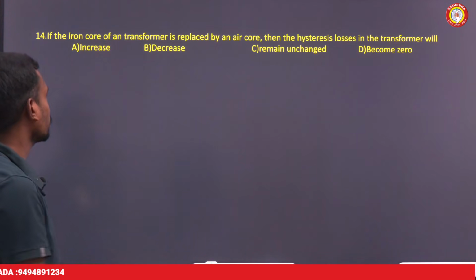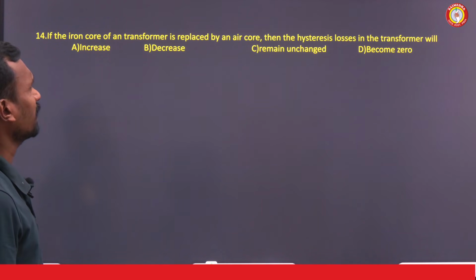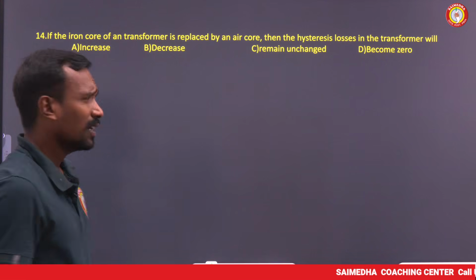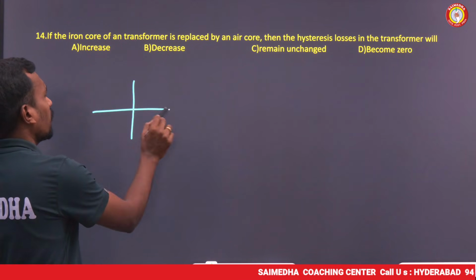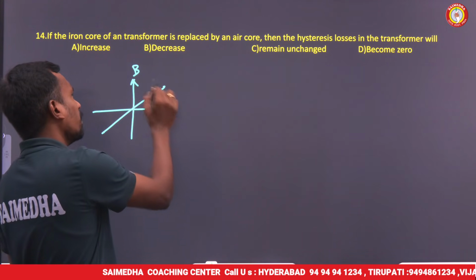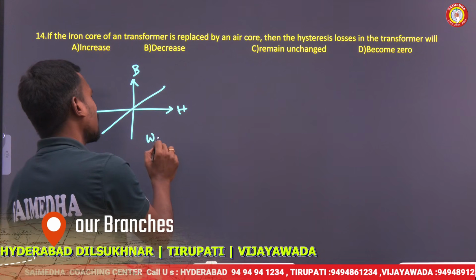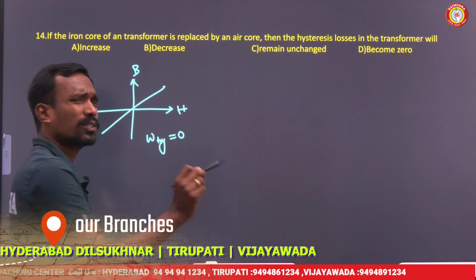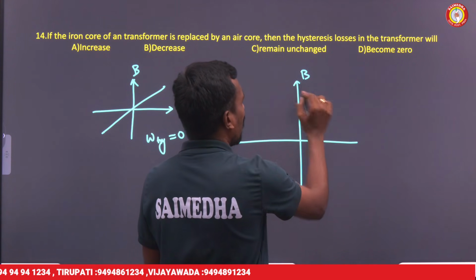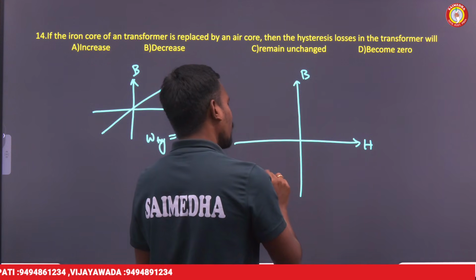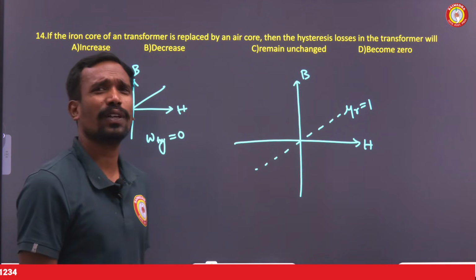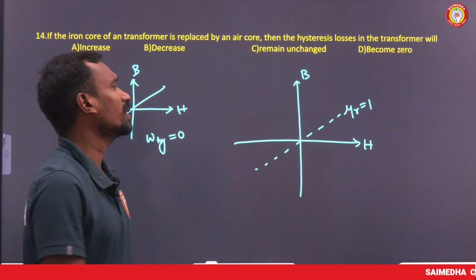Right, next question. If the iron core of a transformer is replaced by an air core, the hysteresis loss. I already told you for an air core transformer the BH curve is linear. When the BH curve is linear, what about hysteresis losses? The hysteresis losses equal 0. So already you know generally the BH curve for dia, para, ferro. Generally if this is 1 where mu r is equal to 1, generally we consider for air mu r is equal to 1, which is a linear curve.